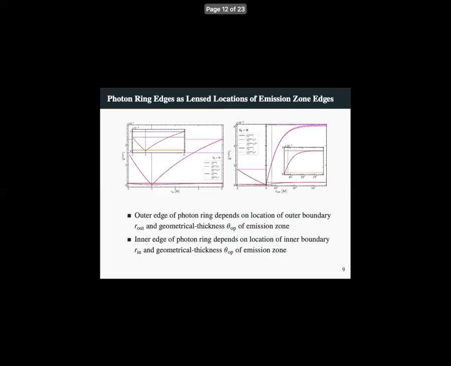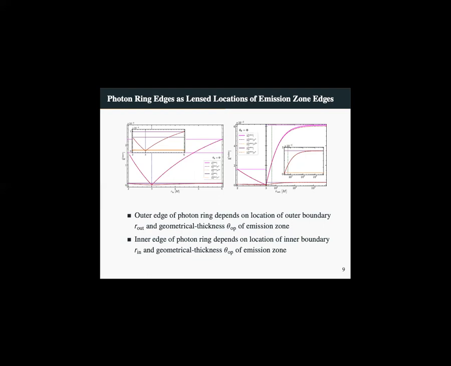So for the Schwarzschild spacetime, you can compute how the outer edge of the n equal to 1, n equal to 2, n equal to 3 ring, the fractional difference from the shadow boundary, changes with change in the outer edge of the emission region in the bulk itself. In this curve, the y-axis is on the image plane, whereas the x-axis is in the bulk itself. So this tells us there is some dependence of the fractional diameter on where the outer edge of the emitting region is.